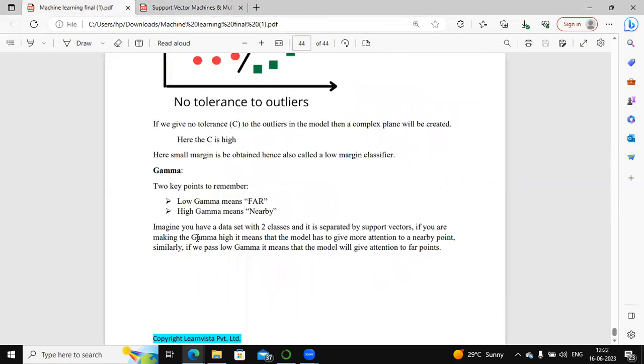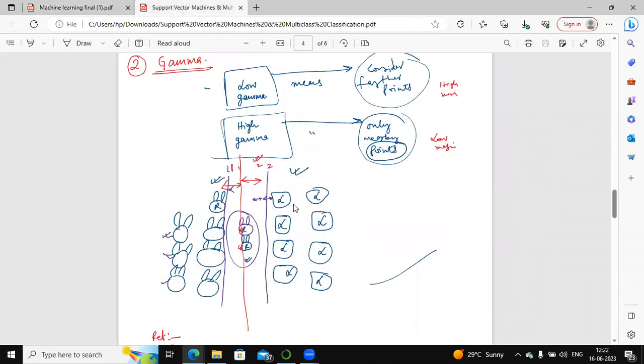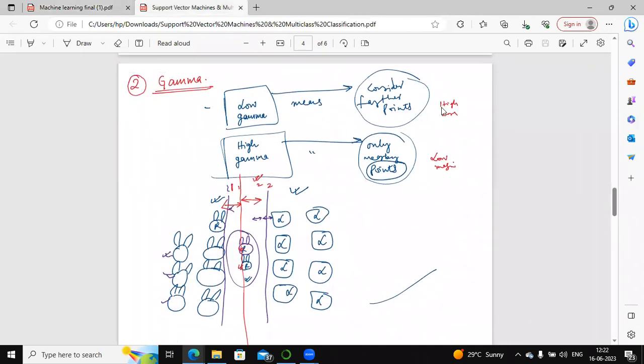So if you are making gamma high, it means the model has to give more attention to nearby points. If you pass low gamma, it means the model will give attention to far points. So if you pass low gamma, further points it will consider, and it won't consider these. So what happens is that these two rabbit classes will be in the lions' den, the lions class. So it will be differentiated into the lions class. So we have drawn the hyperplane in such a way that we get as much margin as possible. That's what low gamma does.